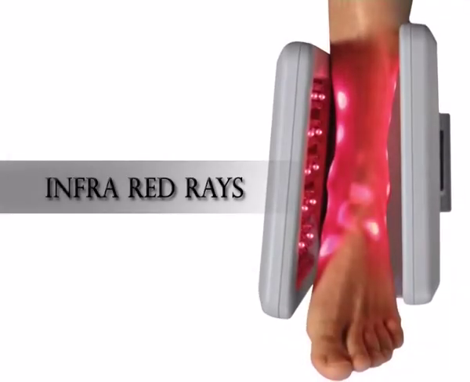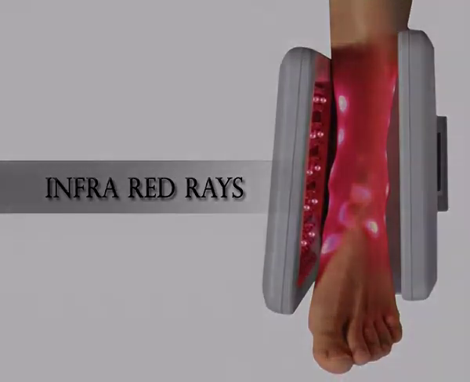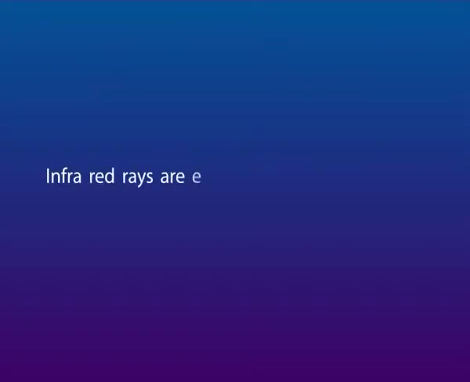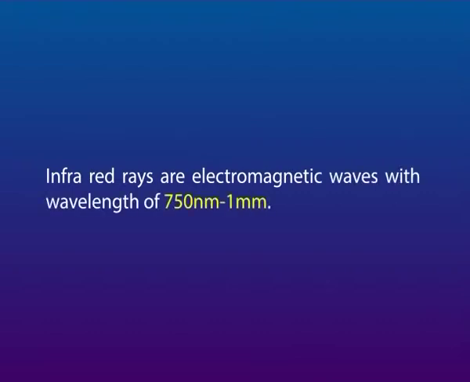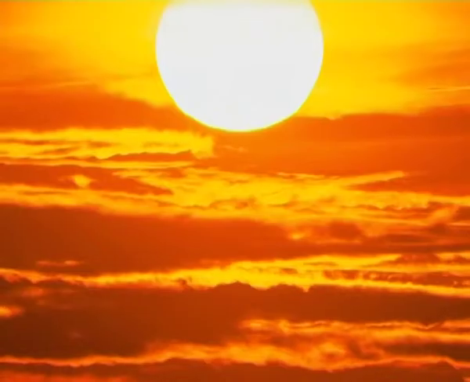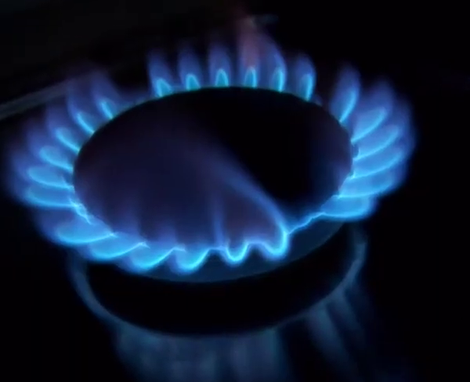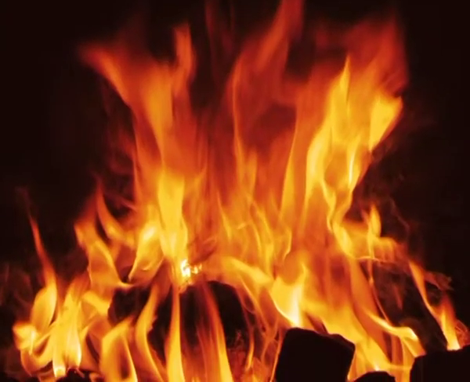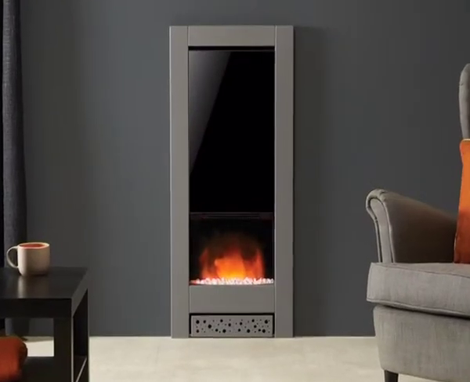And here comes the infrared rays. Infrared rays are electromagnetic waves with wavelength of 750 nanometers to 1 millimeter. Any hot bodies emit infrared rays such as the sun, gas fire, coal fire, electric fire, etc.